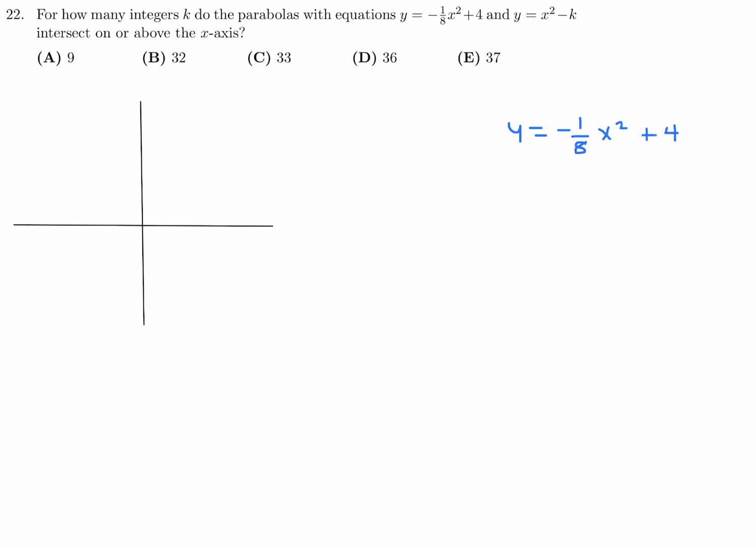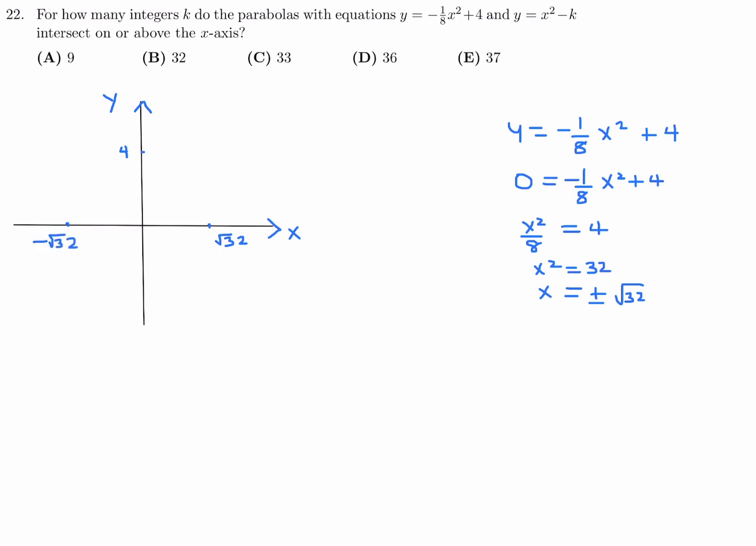So when x is 0, very quickly we can figure out that that's going to be 4. And then this parabola points downward. It's going to be like this, right? How do we know that? Well, because this coefficient is negative. Now I need to figure out where it crosses the x-axis. And I do that by setting y equal to 0. And if I do that and solve for x, I will get 4 is equal to x squared over 8. Therefore, x squared is equal to 32. And therefore, x is equal to plus or minus root 32. So root 32 approximately here and here. Okay, we don't have to be super accurate like that.